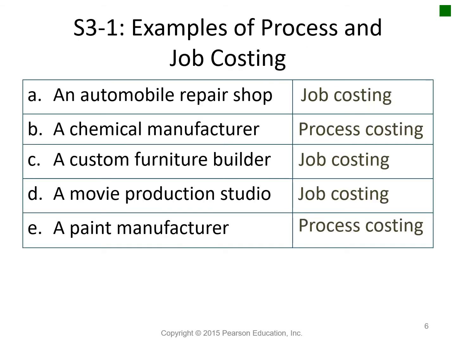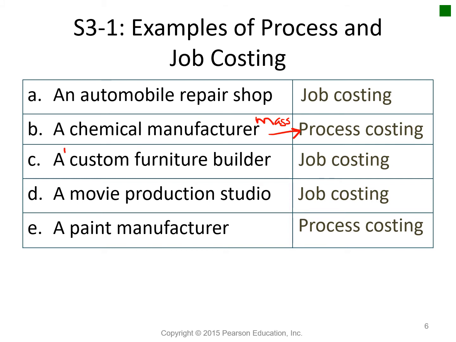Okay, so if you were thinking automobile repair, job costing. If you think about it, your particular automobile is being repaired, it may have a specific problem, and you're going to be costed out by that particular job. A chemical manufacturer, like let's say you're making Roundup for pesticides and stuff like that, that's most likely mass produced, and if it's mass produced, it's going to be averaged, so it's going to use process costing.